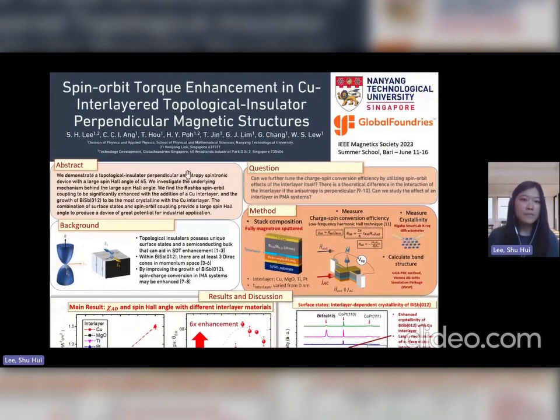My name is Shuhui Li, and I will be presenting on spin-orbit torque enhancement in copper interlayer topological insulator perpendicular magnetic structures. First of all, I'd like to start off with an overview of this work. As the title suggests, what we are looking at is the insertion of an interlayer into a ferromagnet and topological insulator stack. Specifically, the ferromagnet has perpendicular magnetic anisotropy, PMA.